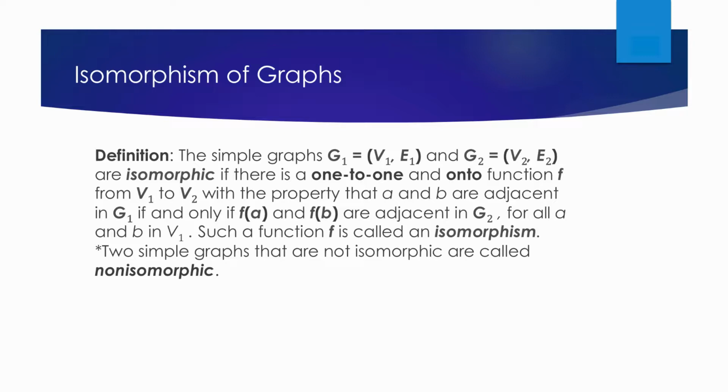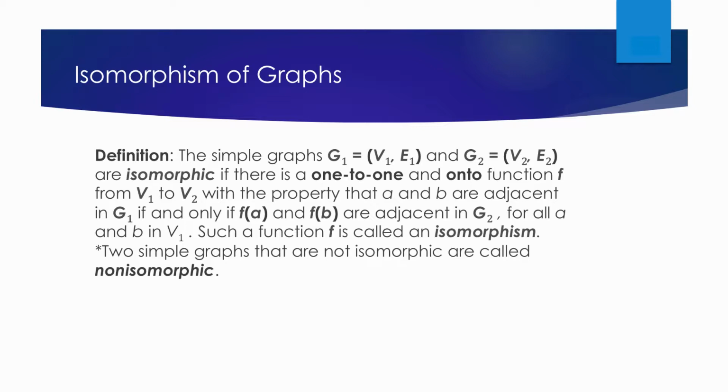So let us take a definition of isomorphism first. The simple graphs G1 and G2 are isomorphic if there exists a one-to-one and onto function f from V1 to V2 with the property that a and b are adjacent in G1 if and only if f(a) and f(b) are adjacent in G2, for all a and b in V1. Such a function f is called an isomorphism. We will have more examples to understand this definition.